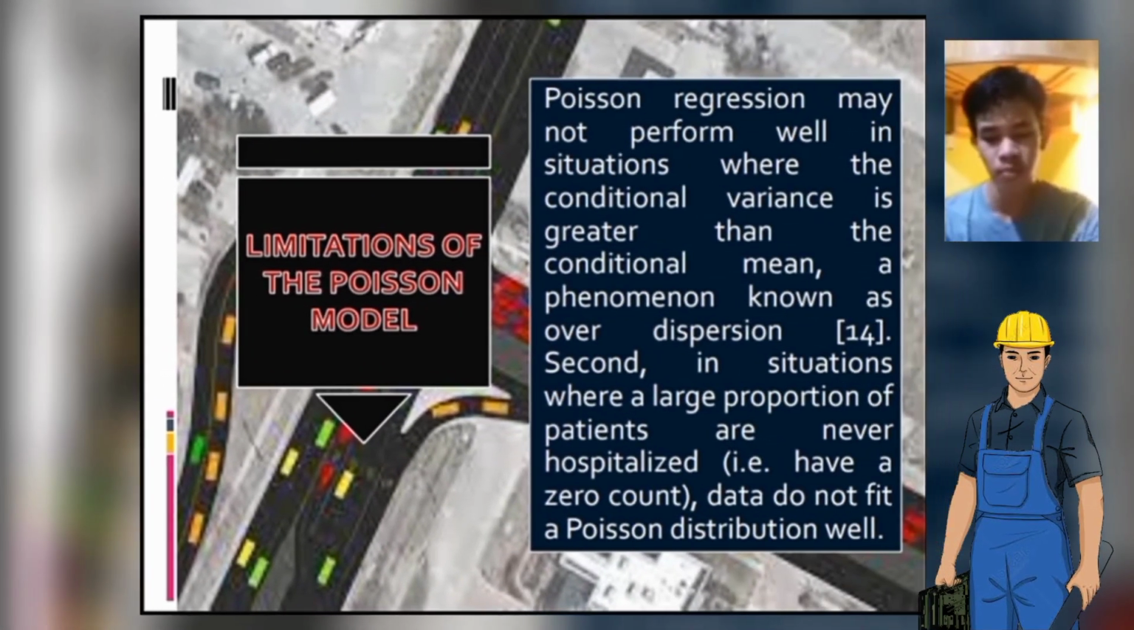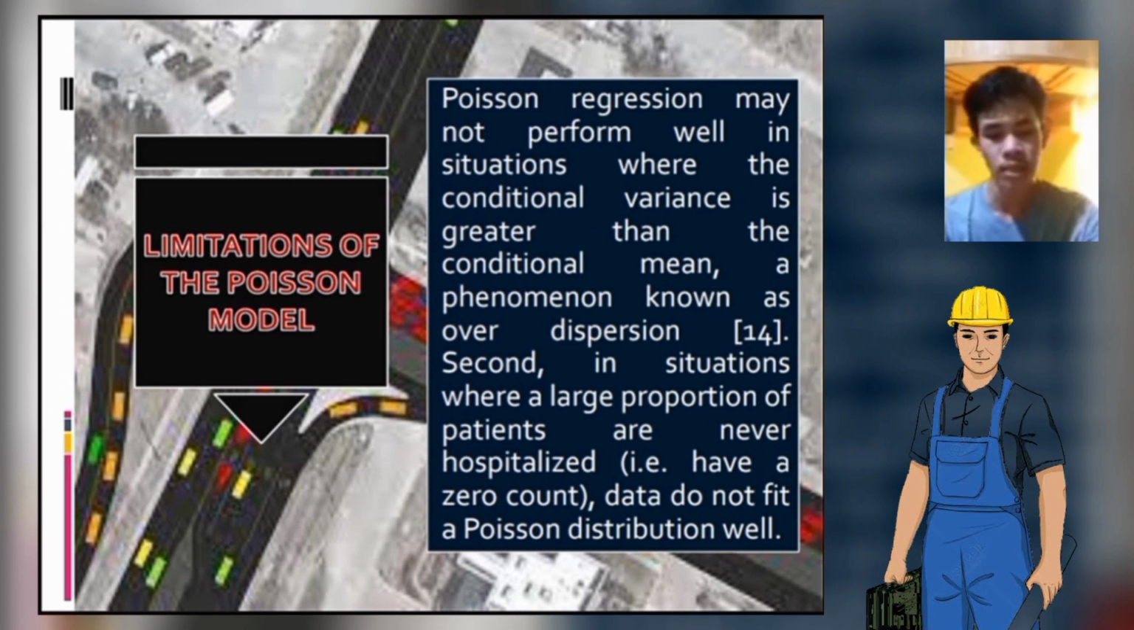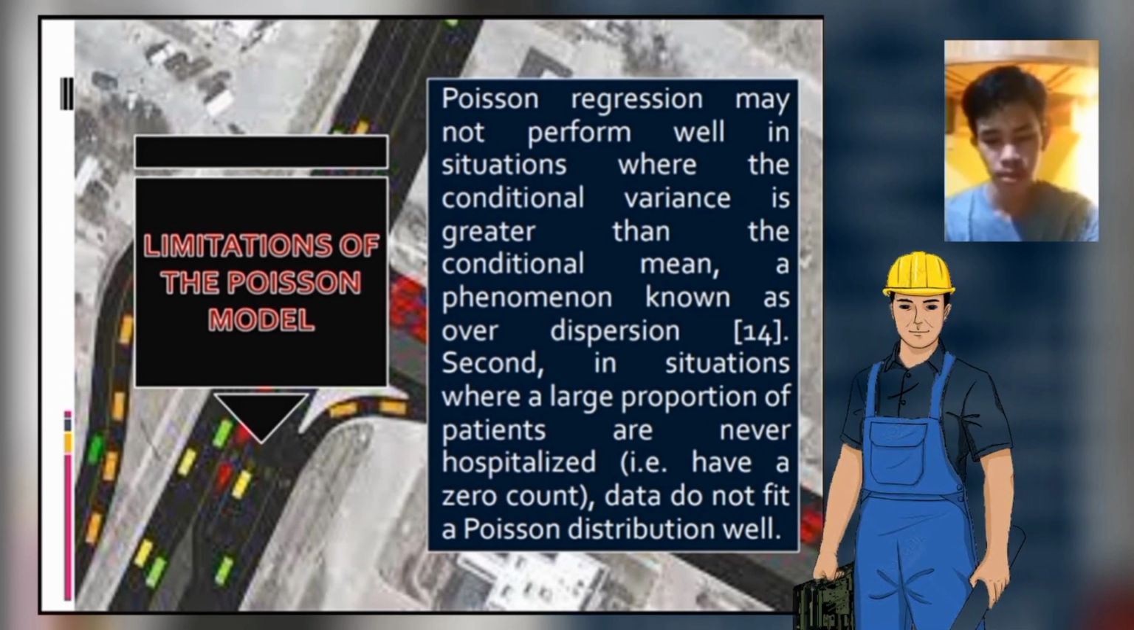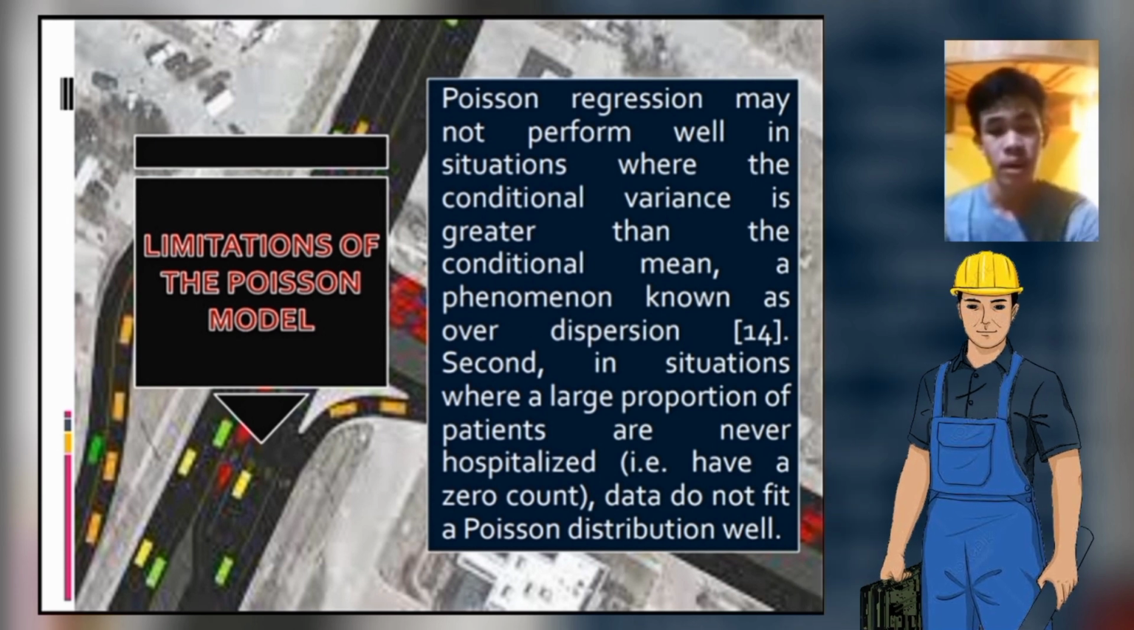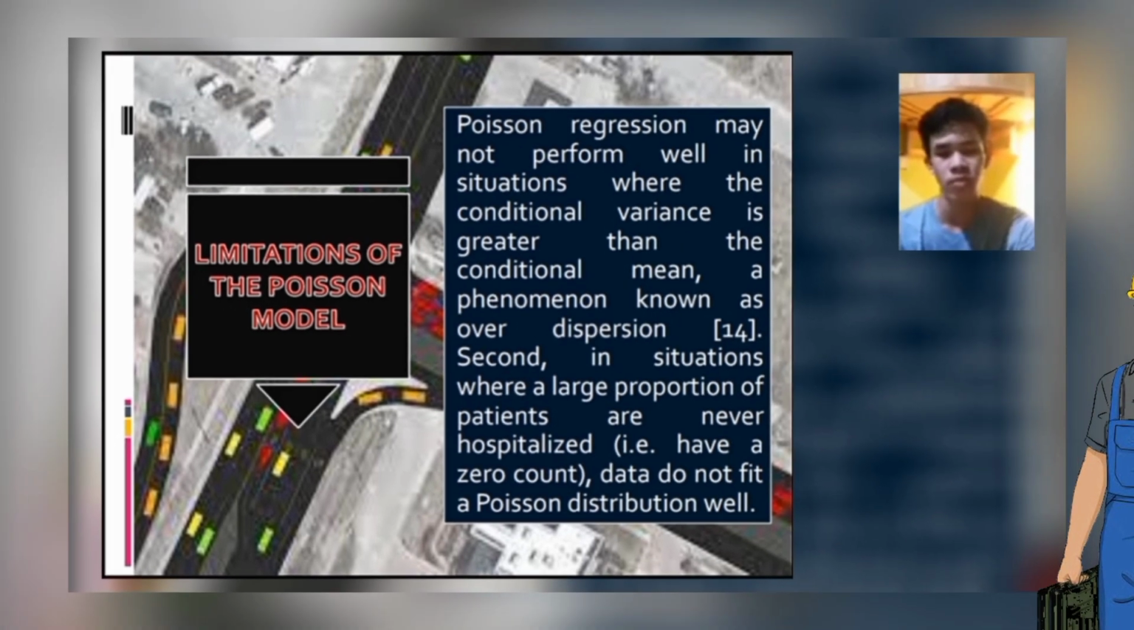Poisson regression may not perform well in situations where the conditional variance is greater than the conditional mean, a phenomenon known as over-dispersion. Second, in situations where a large proportion of patients are never hospitalized or have a zero count, the data do not fit the Poisson distribution model. So the Poisson distribution model simply gives the probability of an event happening a certain number of times within a given interval of time or space.